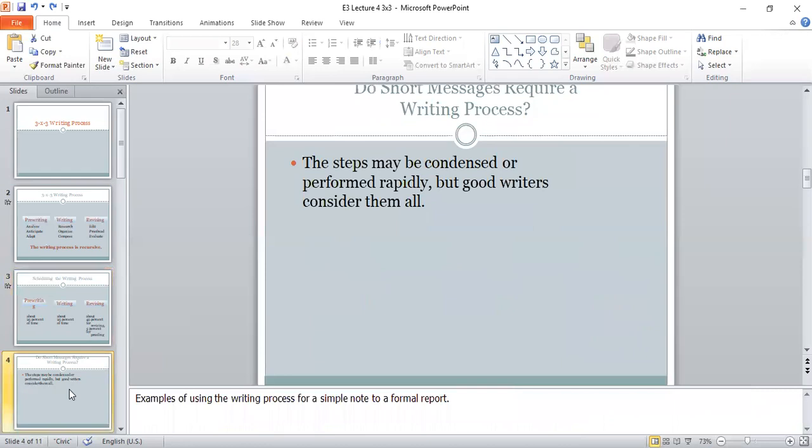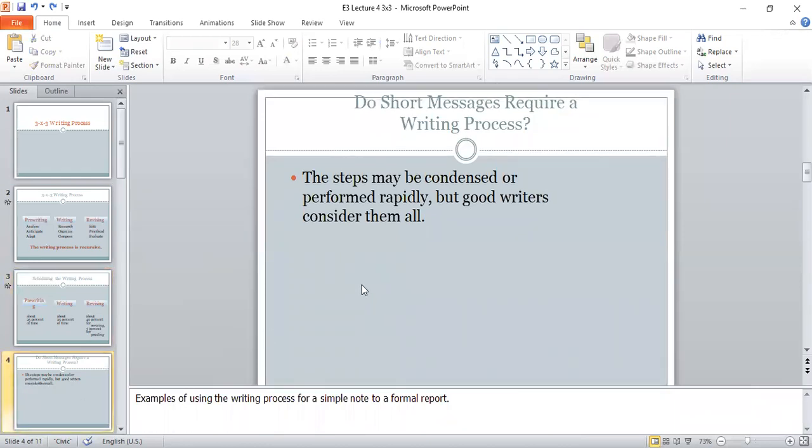So let's move on and see what we have here. There's a question here: do short messages require a writing process? They say steps may be condensed or performed rapidly, but good writers, of course, consider them all. They all go through all the three steps that we have mentioned previously: pre-writing, writing, and revising. It might be shorter sometimes, it may be condensed, or it may be a little wider, but they all consider them.